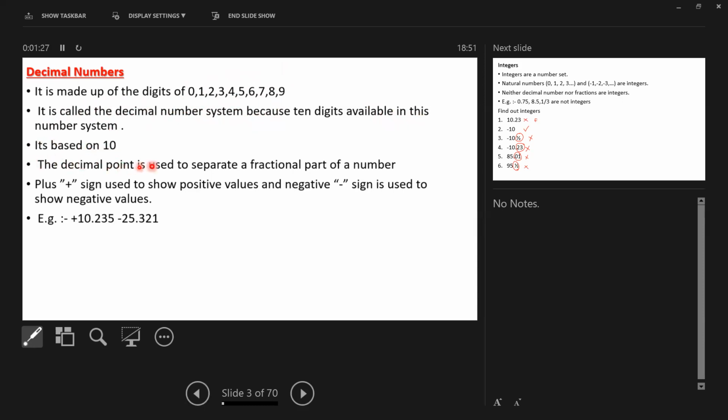The decimal point is used to separate the fractional part of a number. Decimal point, dashama sthane. Okay? The decimal point is used to separate the fractional part of a number. Fractional part, bhaga sankhya. So that means if you have 5.5, then 0.5, half, is the fraction part.